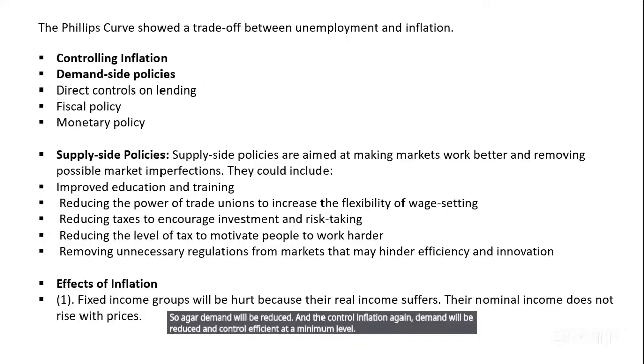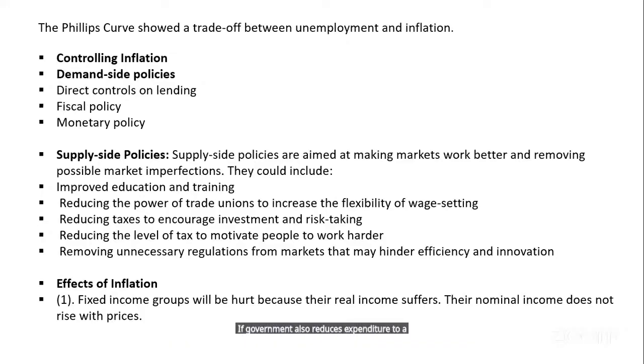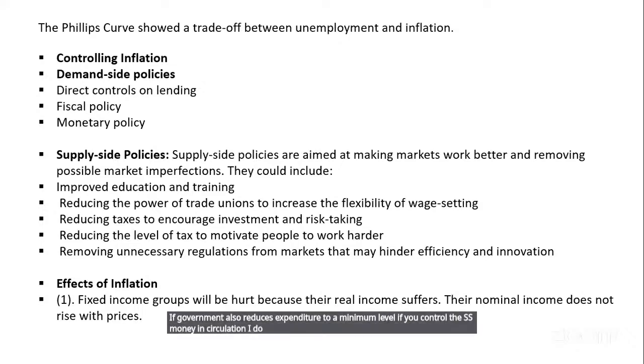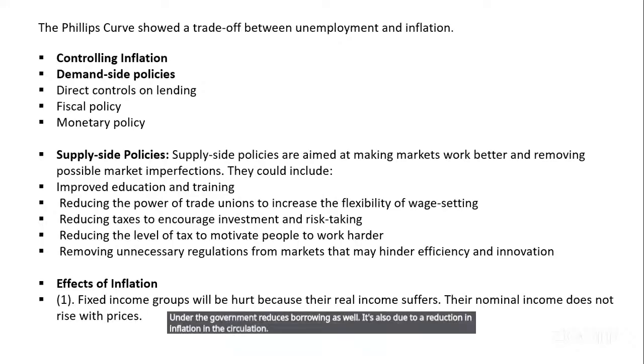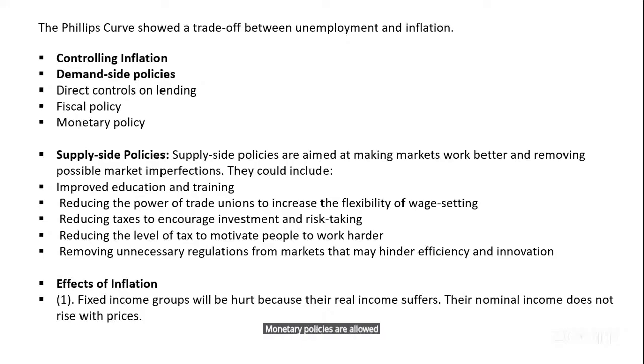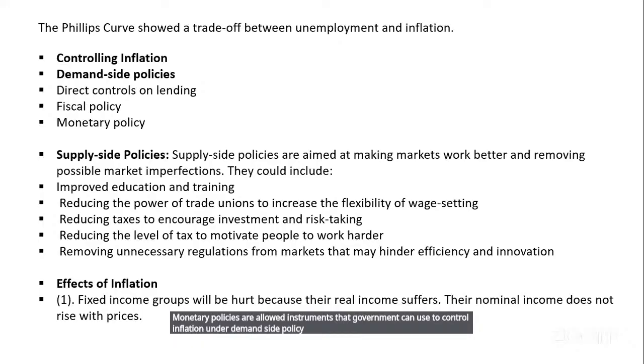If government also reduces expenditure to a minimal level, it will control the excess money in circulation and lead to a reduction in inflation. And if government reduces borrowing as well, it also leads to a reduction in inflation. Monetary policy is another instrument that government can use to control inflation under demand side policy, using monetary policy rates, interest rates, cash reserve ratio, moratorium, liquidity ratio, and so on and so forth.